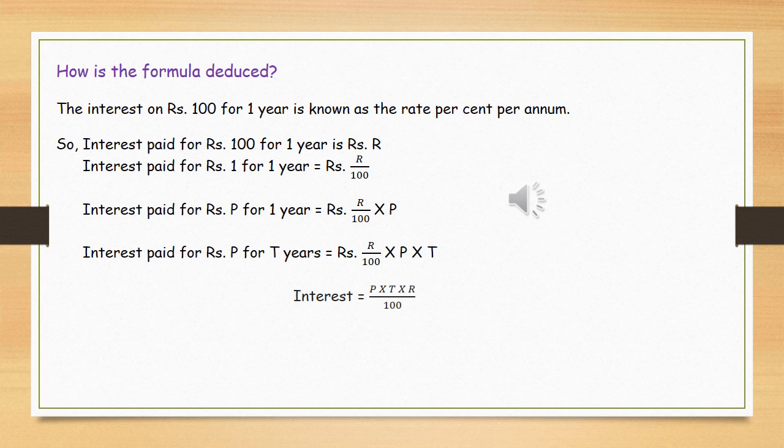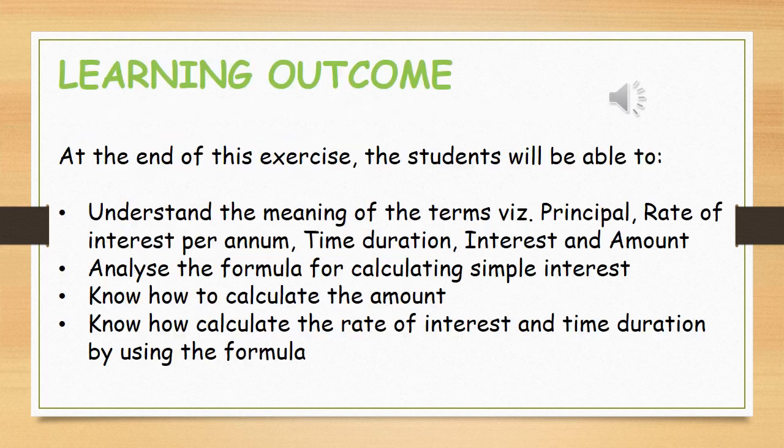But the time duration is not 1 year. The time duration in general, that is T years. So interest paid for rupees P for T years will be rupees R by 100 into P into T. So we are simplifying it. Interest is equal to PTR by 100. This is the formula we'll be using in our sums.